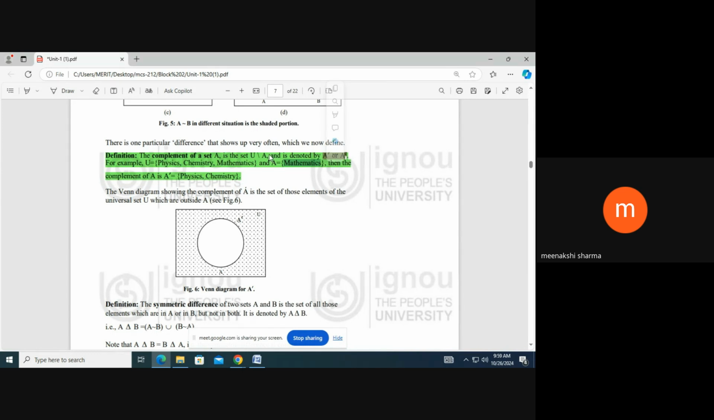Mathematics belongs to both the universal set and set A. That's why we leave the set A element. We just use the universal set elements, like physics and chemistry. This is the complement of A. Complement of A means not the A element, but we use the rest of the elements. Students, is the point clear?